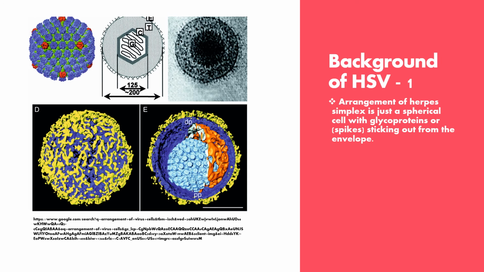Now for the arrangement of the herpes simplex virus. It is, again, a spherical virus with glycoproteins, which are the spikes that we saw. They stick out from the envelope, and you can see them under a microscope right here. These are the glycoproteins sticking out from it, and then you see again the DNA, then the envelope, and then the glycoproteins right here.